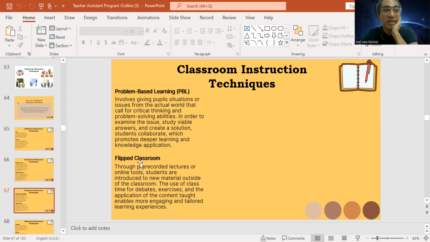Situational. What could they have done? I mean, the solution to a certain problem. That is problem-based learning. Give a problem, create a solution.